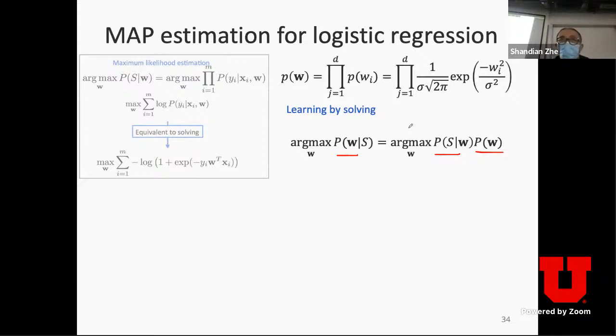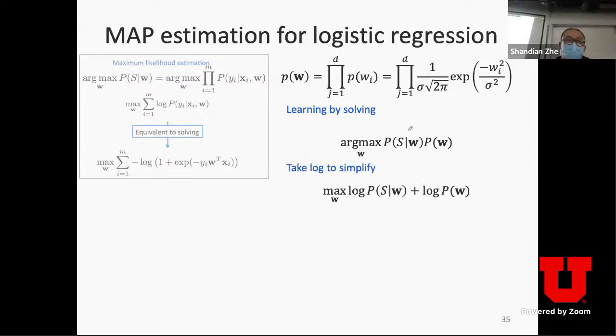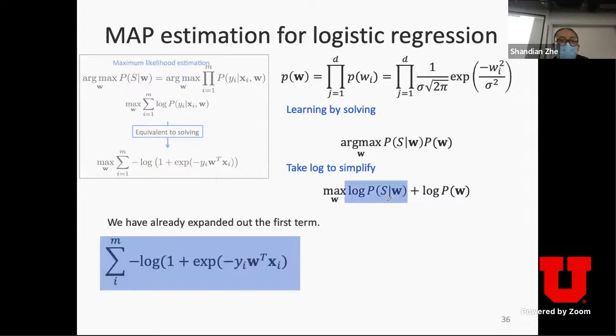And again, we want to do this in the log domain. So we take a logarithm, which is equivalent: we maximize the log likelihood plus a log prior. That's it. So you can see that, as compared with our MLE estimation, we just add a log prior term in the objective function, nothing else.